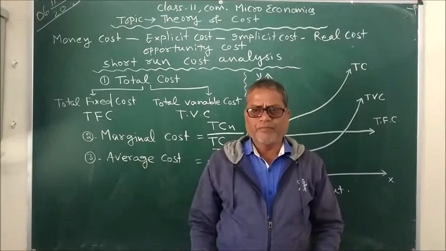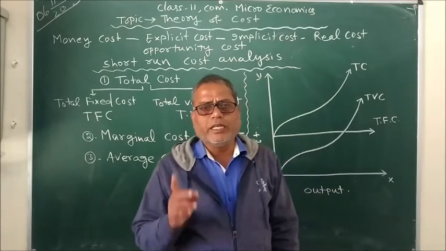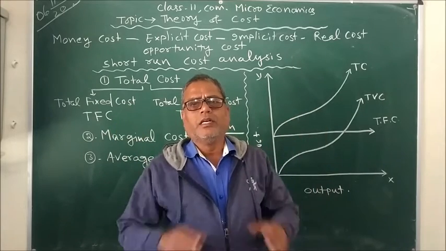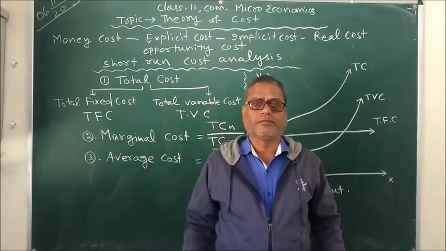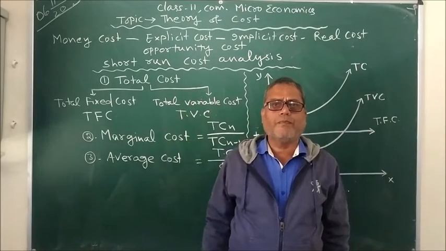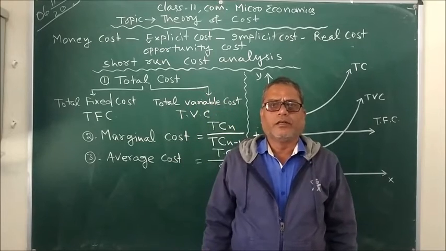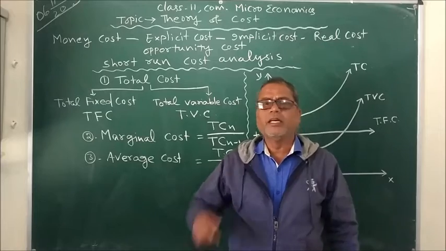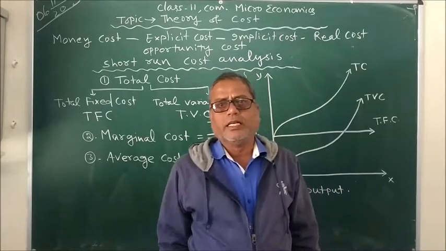So to sum up, in production process we need to spend on different factors of production, and the sum or the total of amount spent to purchase or hire different factors of production in order to produce something is called its cost.